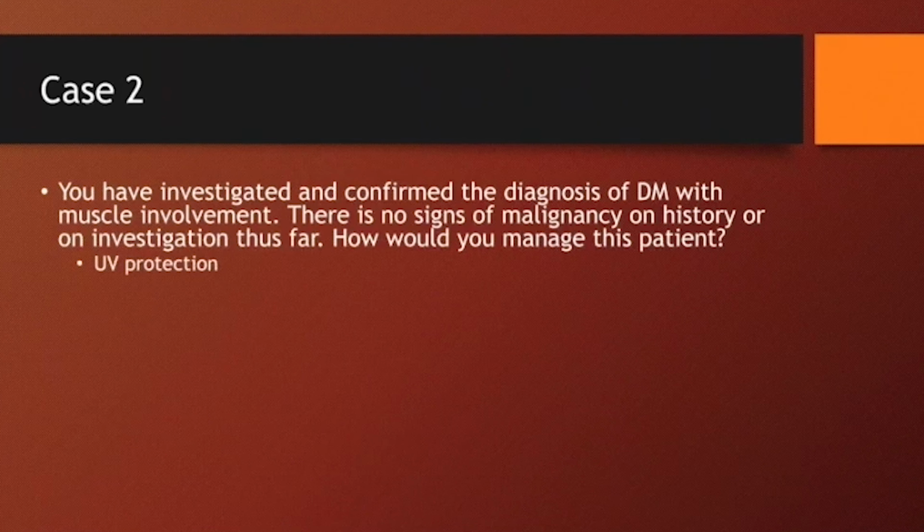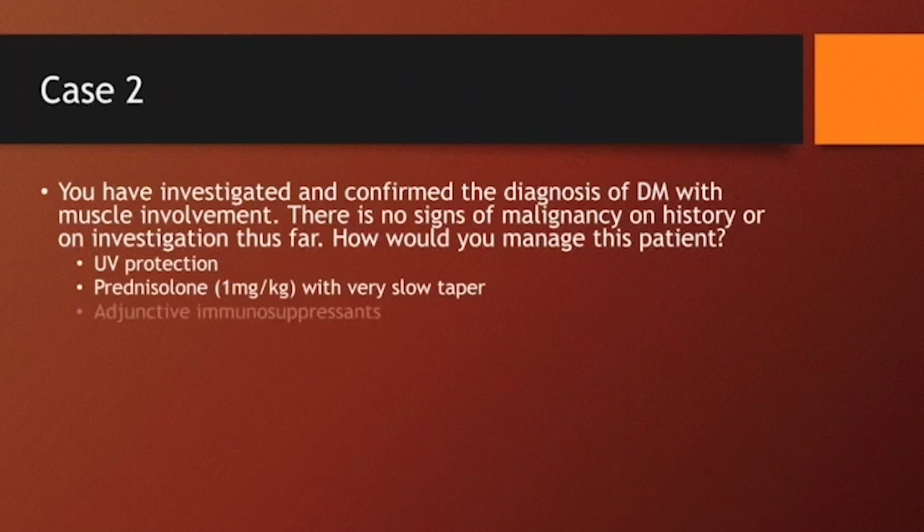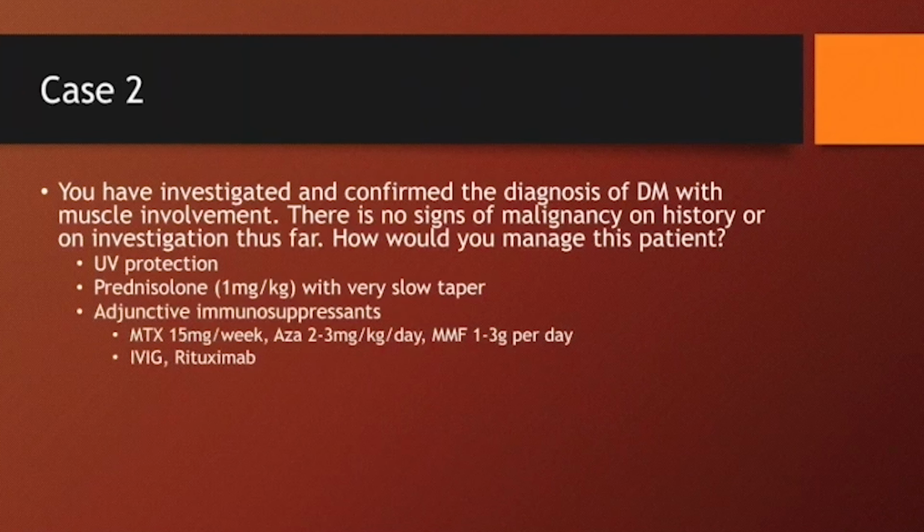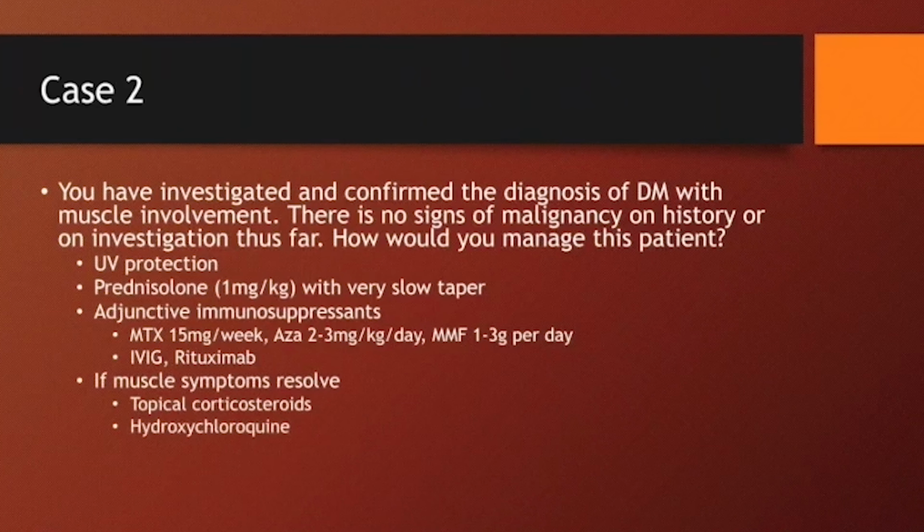So it's important to tell the patient to have UV protection. Prednisolone is usually required due to the muscle involvement, and this is given at quite a high dose with a very slow taper. And then this is often combined with an adjunctive immunosuppressant such as methotrexate, azathioprine, mycophenolate, or others such as IVIG or rituximab. If muscle symptoms resolve, then topical corticosteroids can be used, or oral hydroxychloroquine.